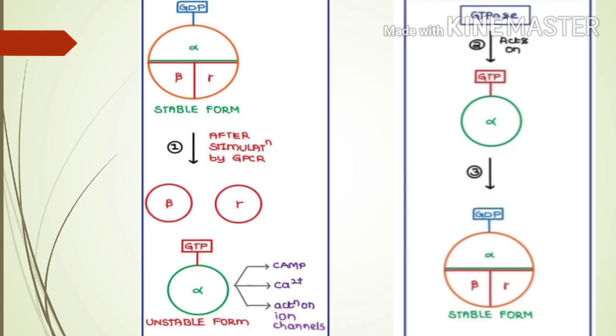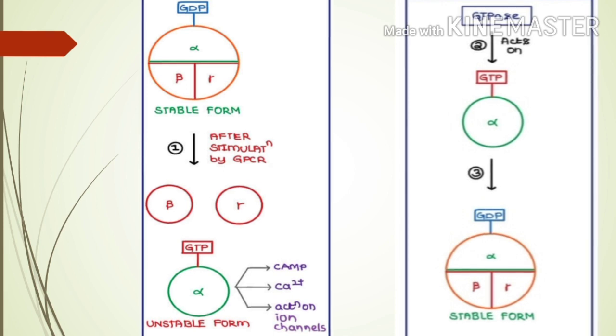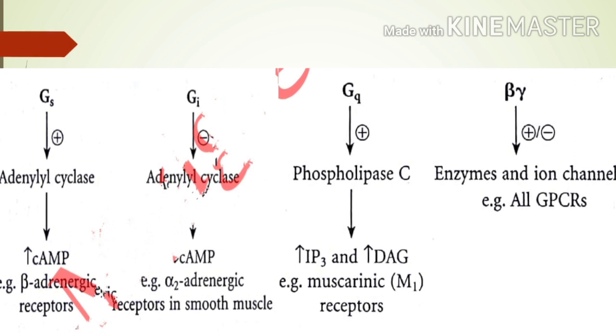When agonists bind to metabotropic receptors or G-protein coupled receptors, GDP bound to the alpha subunit is exchanged with GTP, and then the stable subunit dissociates into alpha-GTP and beta and gamma subunits. Then alpha-GTP binds to the effector. There are 4 G proteins: GS, GI, GQ, GO. GS stimulates adenylyl cyclase and causes an increase in cyclic AMP. This causes an increase in heart rate, and this type of mechanism is seen in beta adrenergic receptors.